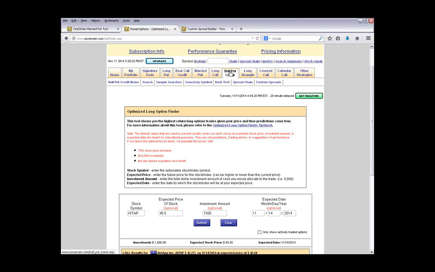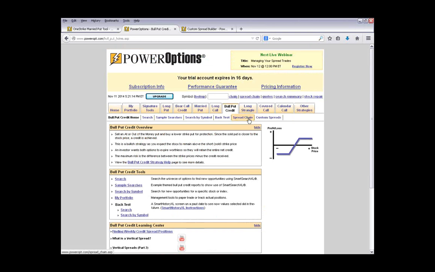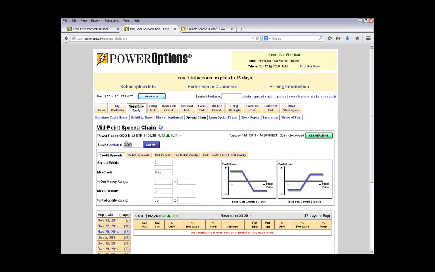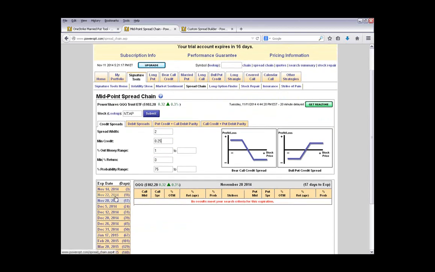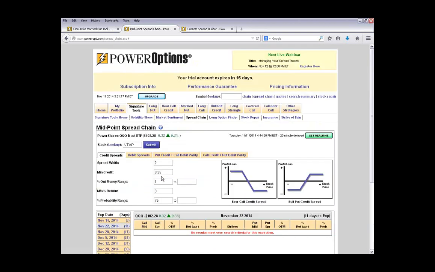I'd go into our bull put credit spread tool and click on the spread chain. And as we saw very quickly, we just plug in our symbol. Let's go NTAP. I'm going to keep a closer spread width this time, a 2-point spread width. We're going to look for a minimum net credit, let's say, of 25 cents. And instead of using Friday's expiration, let's go out to November 22nd. That's 11 days away. And we're going to keep that probability at 75%.